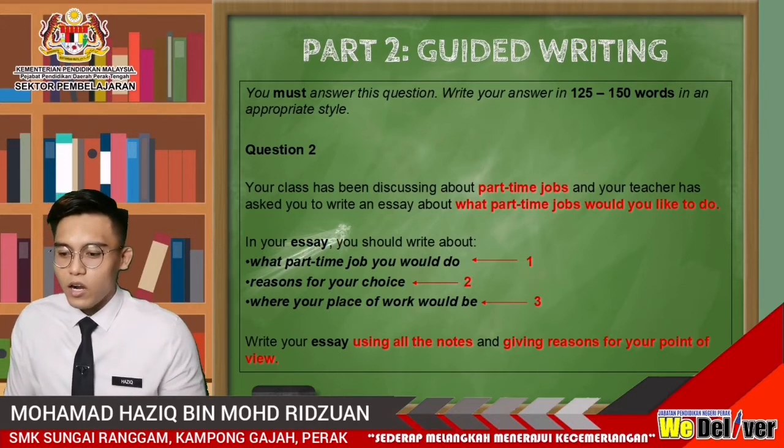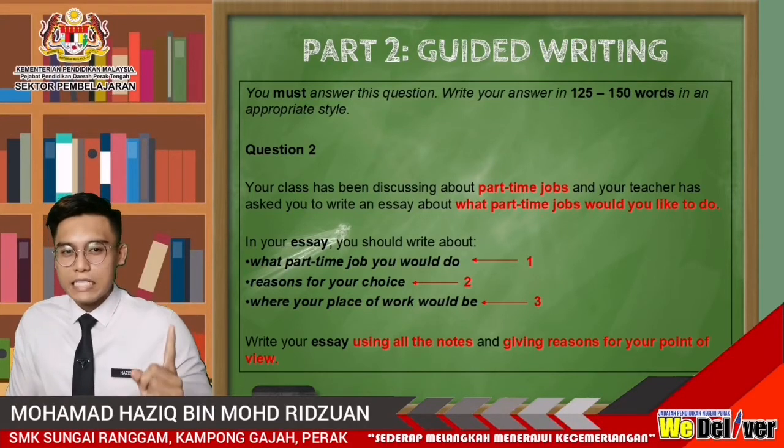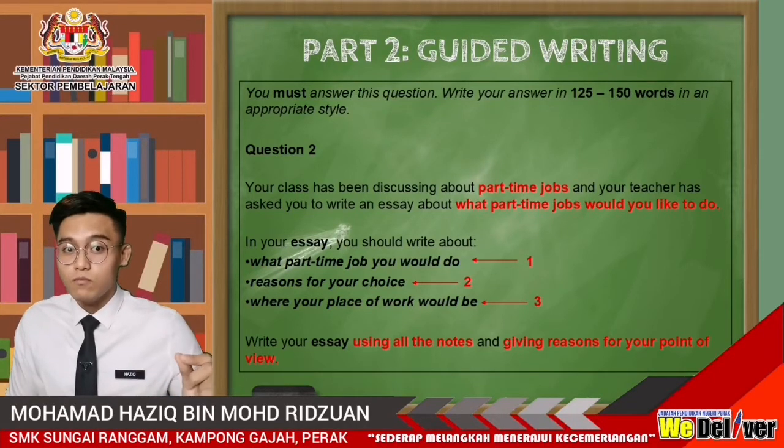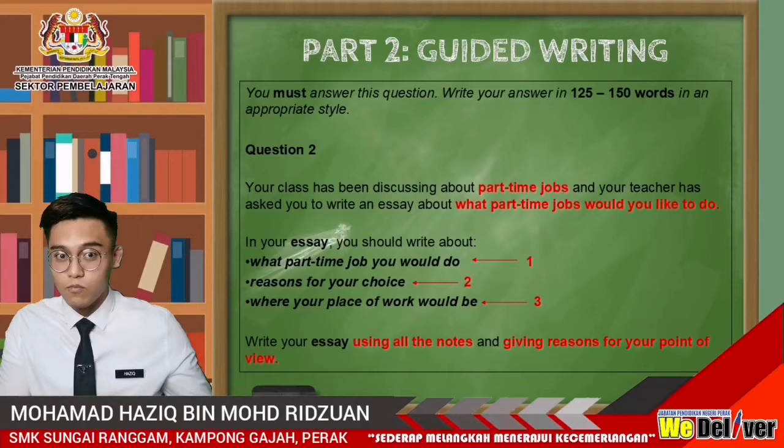Let's take a look. Your class has been discussing part-time jobs. That is the main content. So your essay will be about part-time jobs. Okay, and your teacher has asked you to write an essay about what part-time jobs you would like to do. That is the second part of the question. So you talk about part-time jobs and your choice of part-time job.